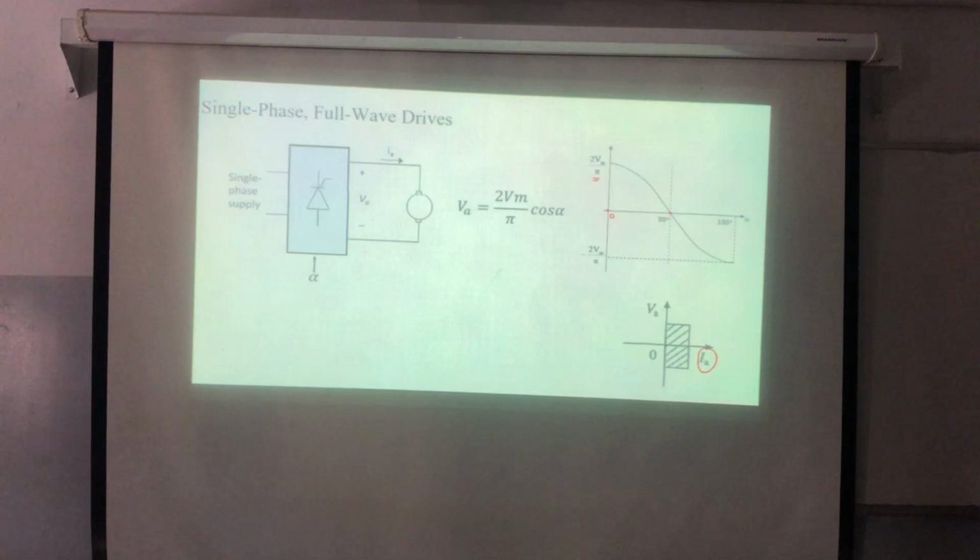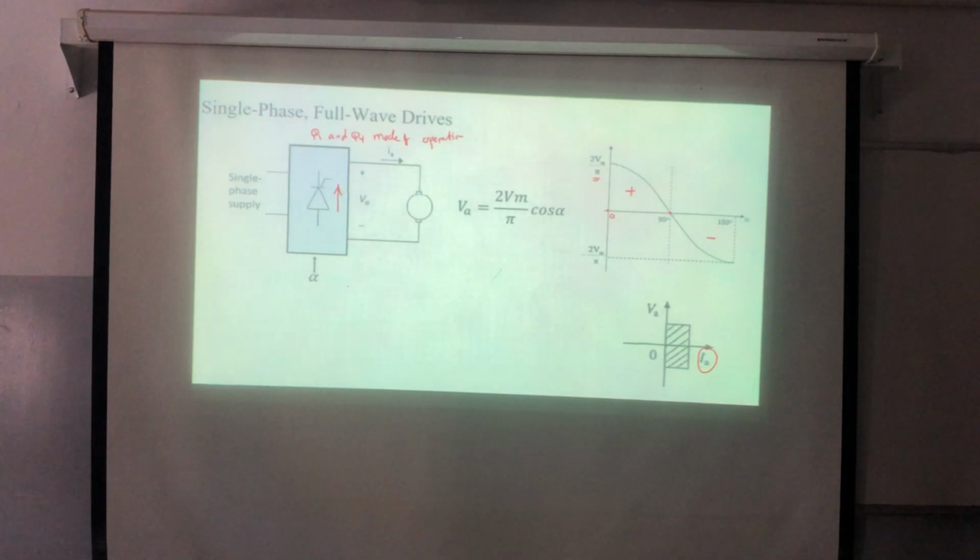Why is the current positive? Because of the direction of the arrow. You see? The direction of the arrow. And the voltage can be positive or negative. So simply, this means that this converter can support Q1 and Q4 modes of operation.